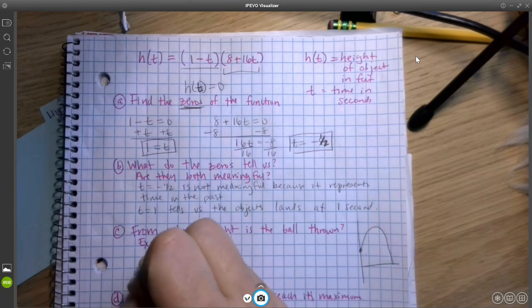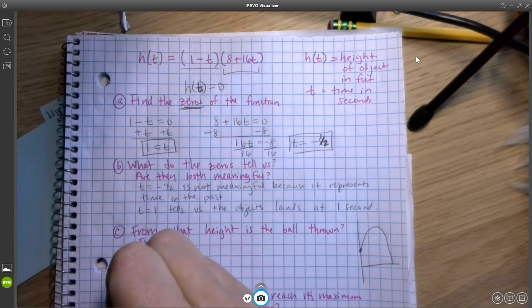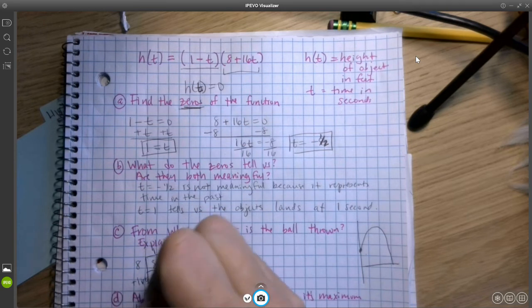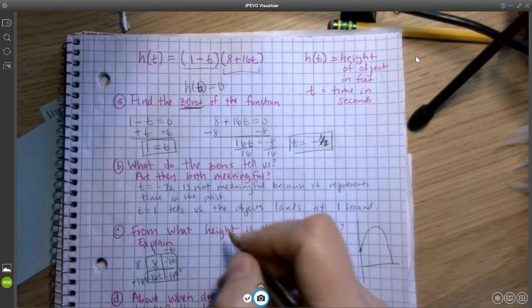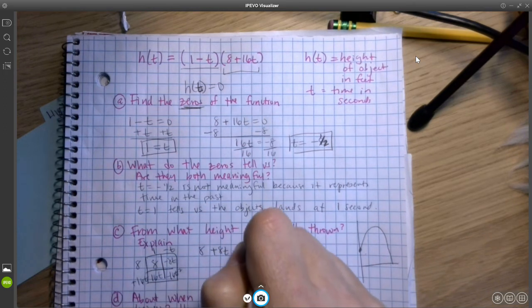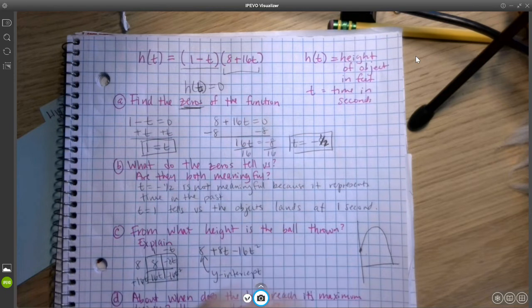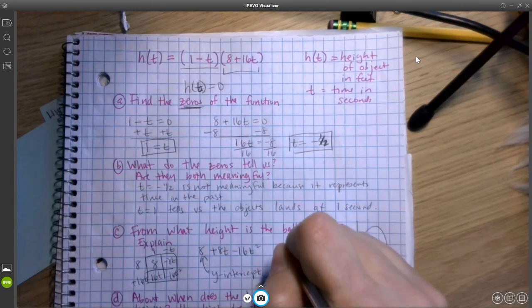So if I make the standard form, (1 minus t)(8 plus 16t): 8 times 1 is 8, 1 times 16t is 16t, minus 8t, minus 16t squared. Sorry that my handwriting is so small. It's going to be 8 plus 8t minus 16t squared. That is the y-intercept, because when t is 0, 8 plus 0 plus 0 minus 0 is going to be 8. So the ball is thrown from a height of 8 feet.